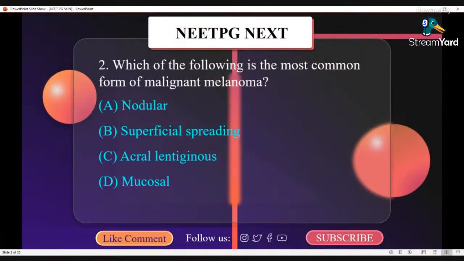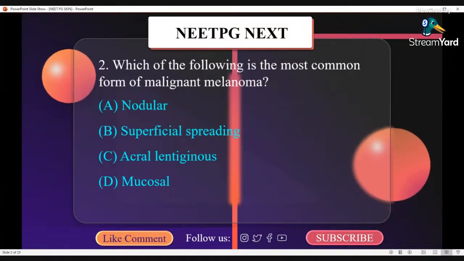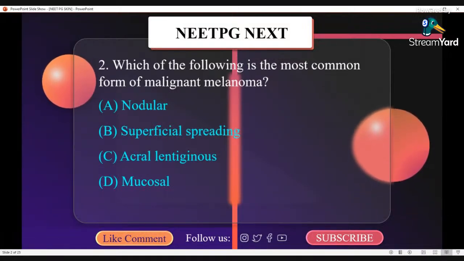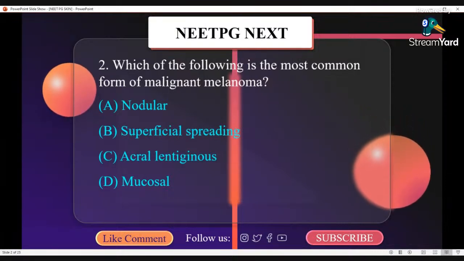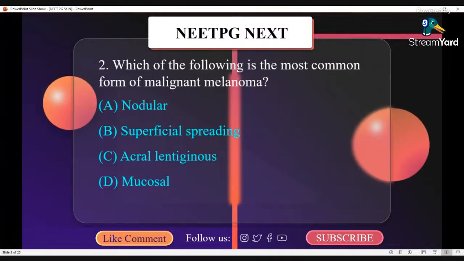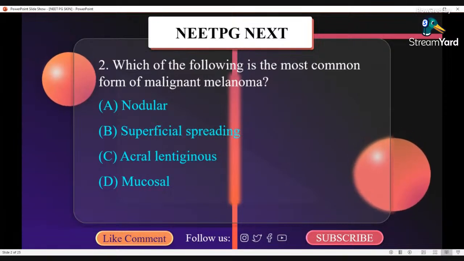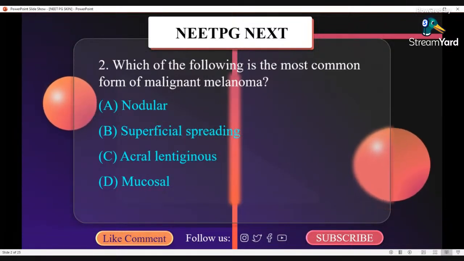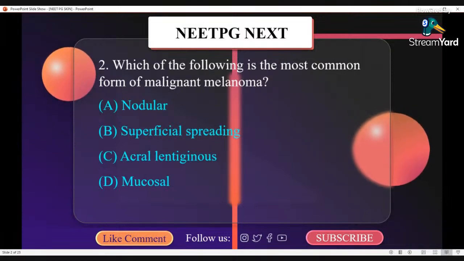Which of the following is the most common form of malignant melanoma? Again, this malignant melanoma is a very important topic. At least one or two questions are expected in the NEET PG and the next exam. So let us look which is the most common form of malignant melanoma. Now, what are the different types of malignant melanoma? Can anybody comment in the chat box?